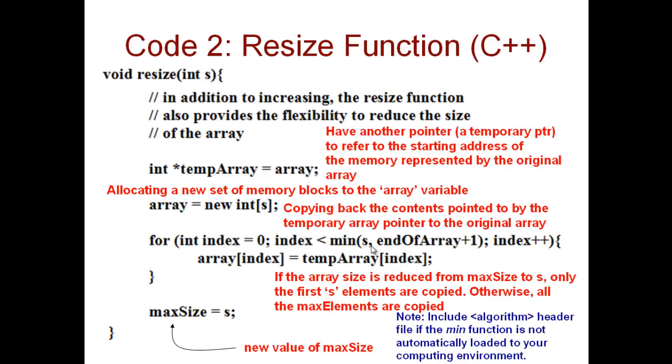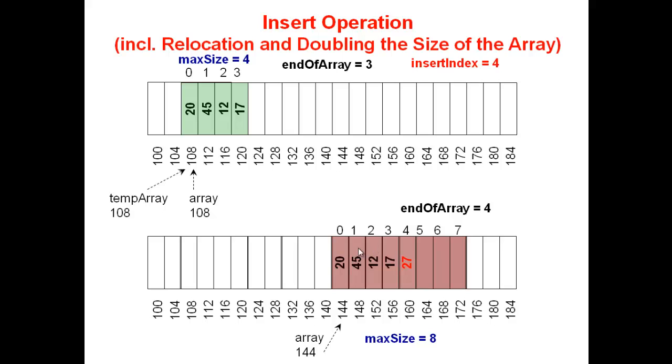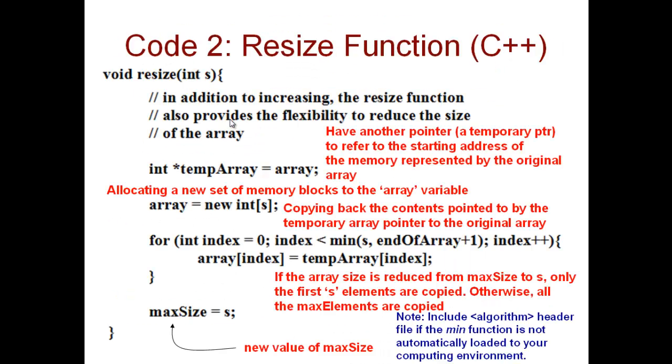But we can use this logic to even shrink the array and copy only the first few elements of the previous array. So let us say if I want to shrink the array and copy only 3 elements from the previous array to the new block, then I can specify S to be 3. Then the loop will run from index less than minimum of 3 and end of array plus 1 is still 4. So minimum of 3 and 4 is 3. So that means we'll be copying values from index 0, 1 and 2.